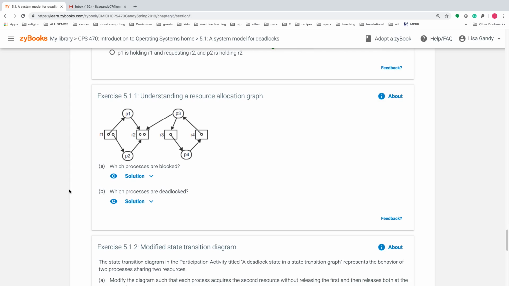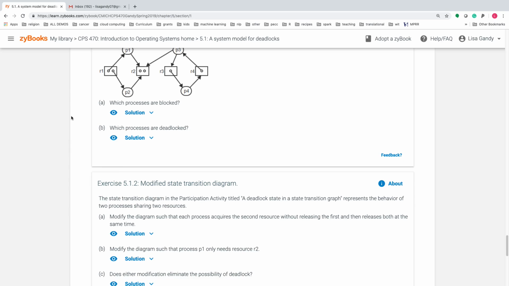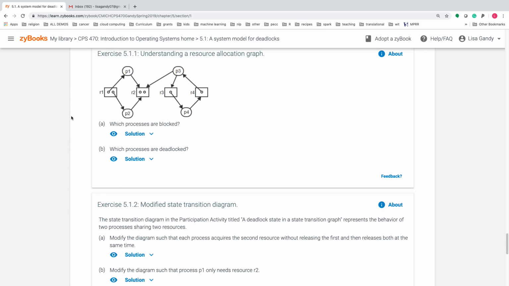Okay. Let's do some of these exercises. I just made them visible. It's more of the same thing, and it's good to practice. Okay. So before we look at the solution, which processes are blocked looking at this resource allocation graph?